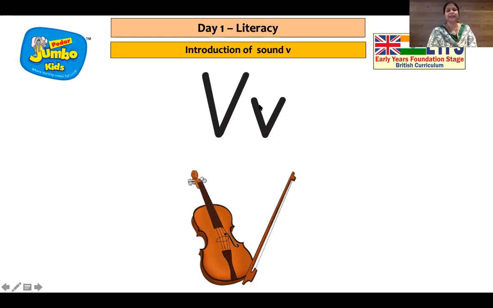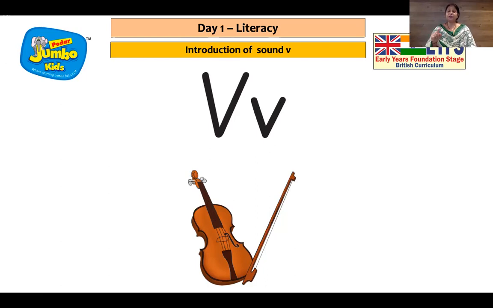And now let's write the lowercase v. Slant line from dotted line to the solid line, and then slant line from the solid line to the dotted line. Now it's time to do the desk writing.